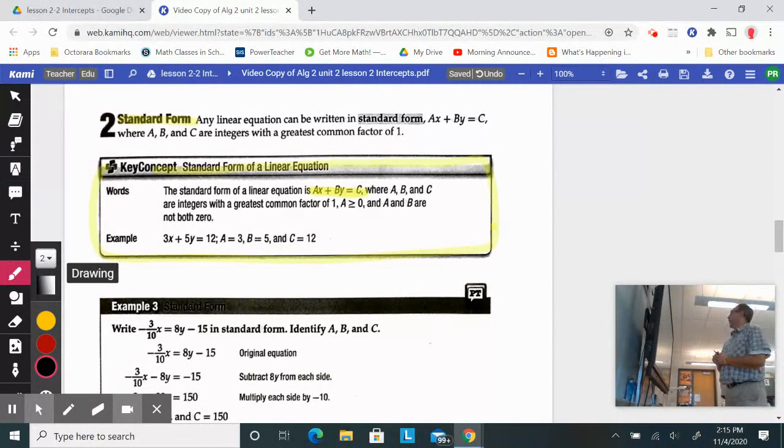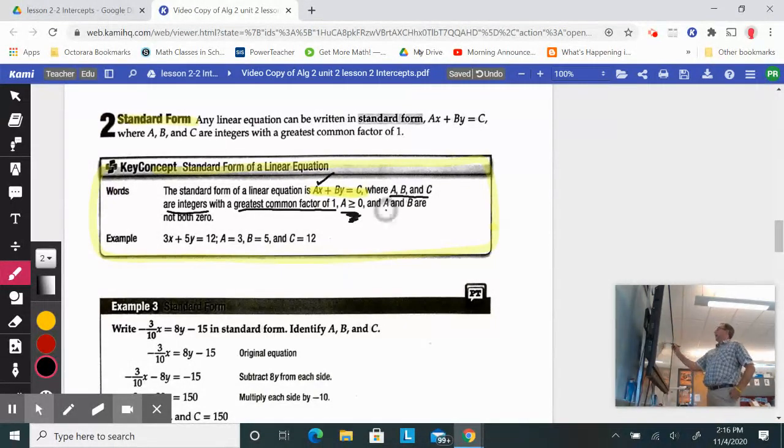And it's important to understand that the a, b, and c are integers. You don't want any fractions or decimals there. And their greatest common factor is 1. And the a must be greater than 0, so you can't have a negative in the front. You have to manipulate that and use some algebra to make it fit that. And if it doesn't fit it, then it's not linear. Okay? And a and b cannot both be 0. So you can't have a be 0 and b be 0 at the same time.